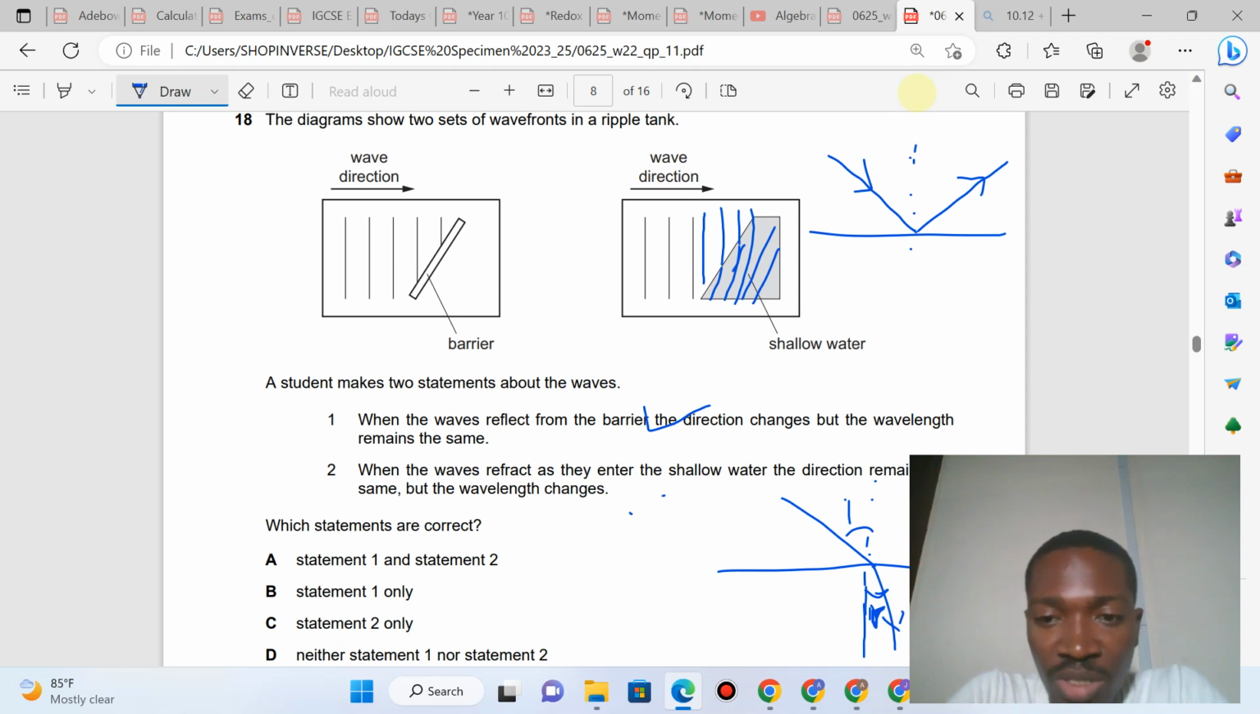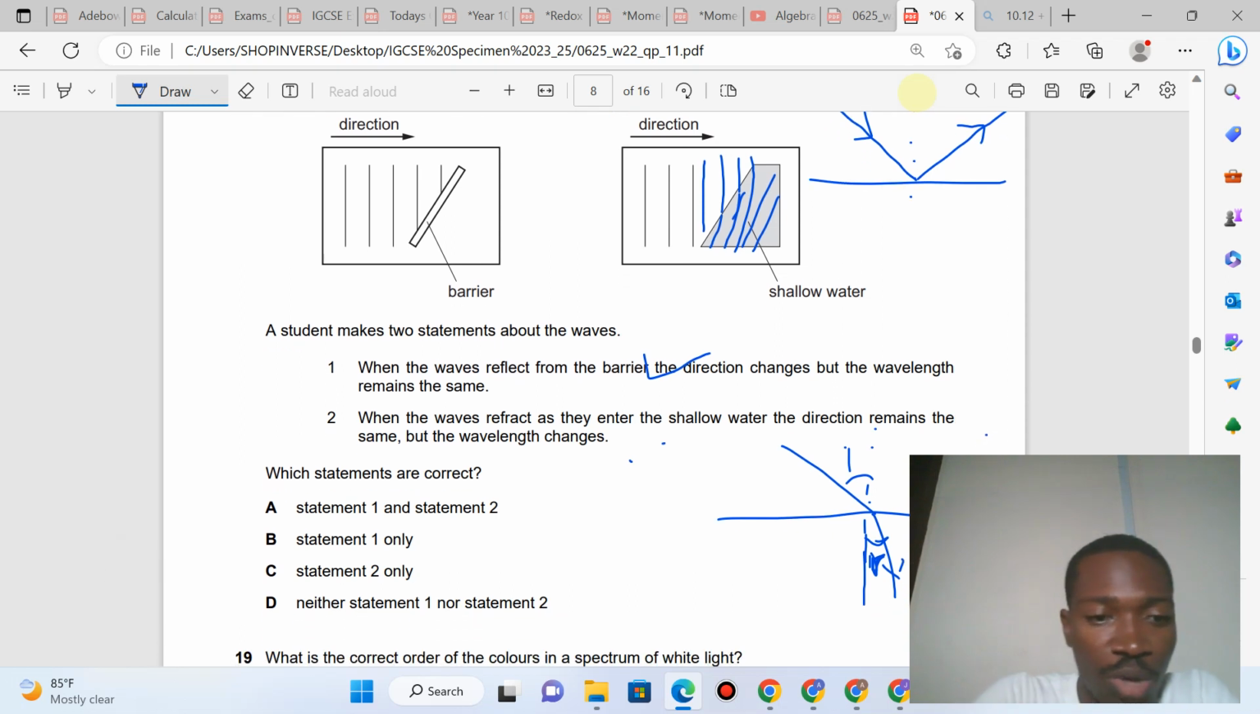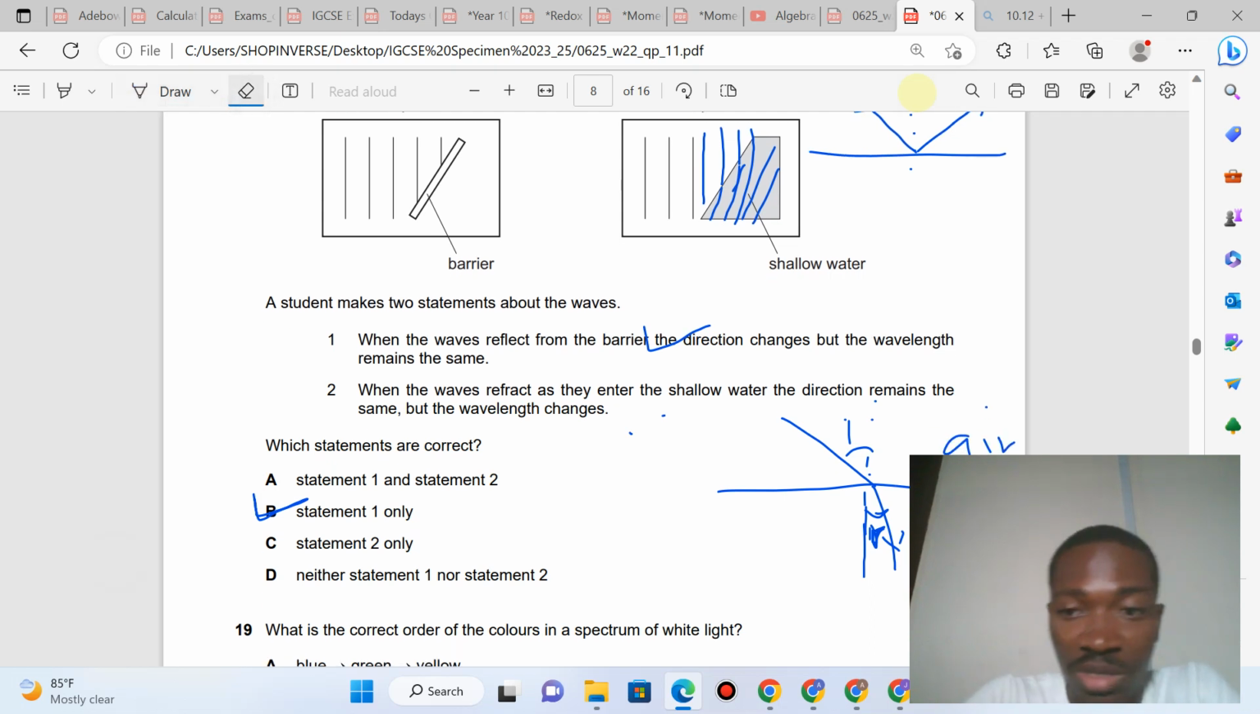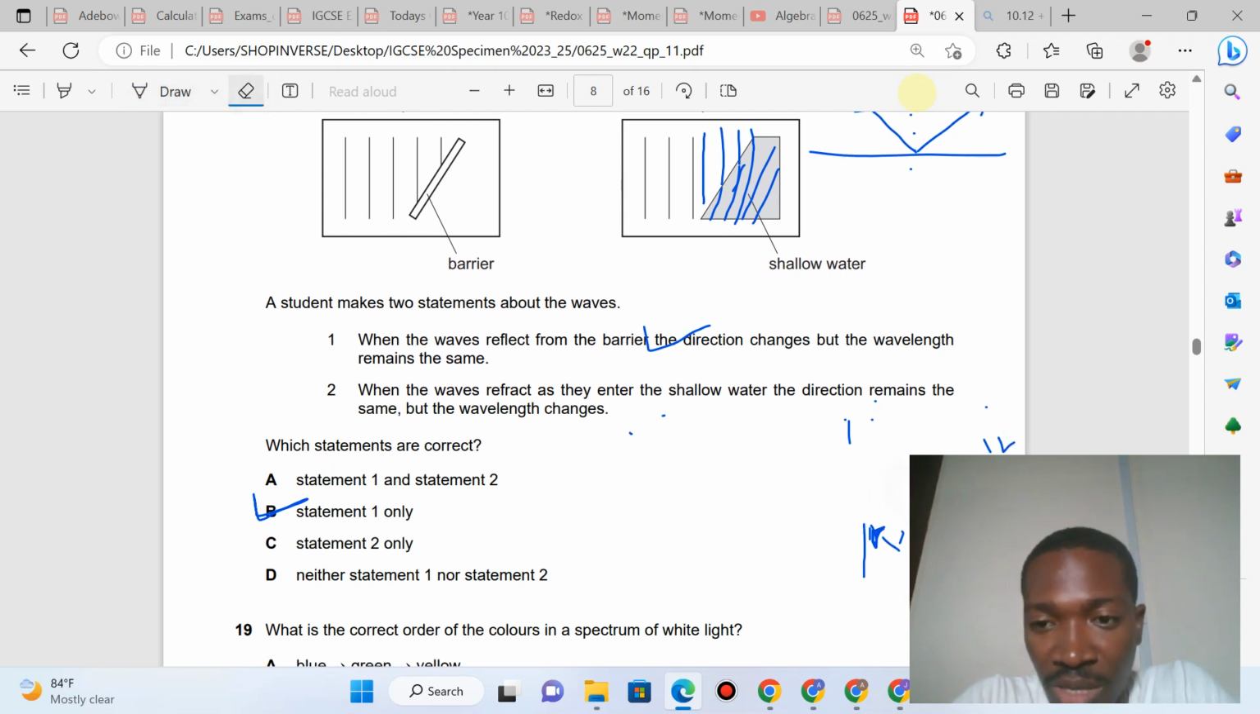Good. There will be a change in direction and there will also be a change in wavelength during refraction of rays. So option B is the only correct answer, because only number one is correct. I hope this is clear. Let's go to number 19.